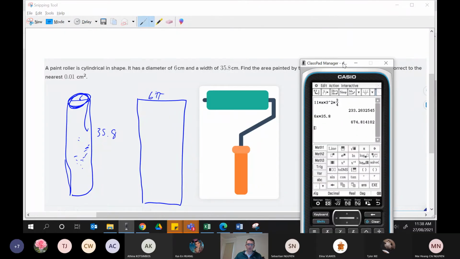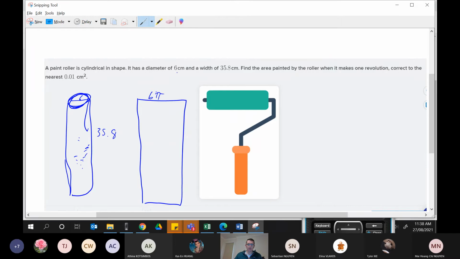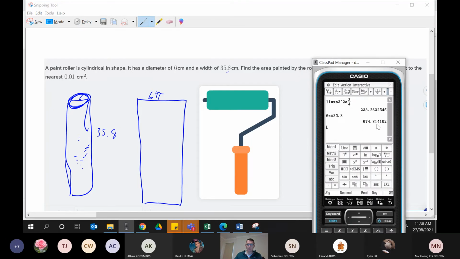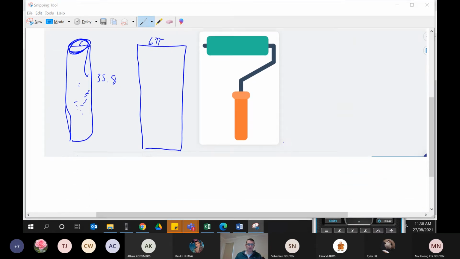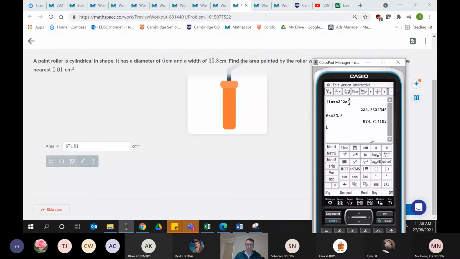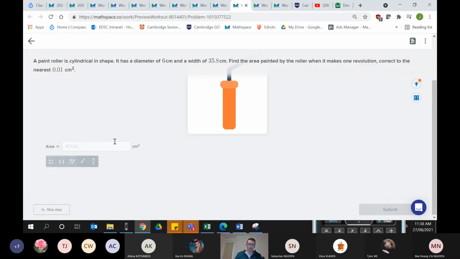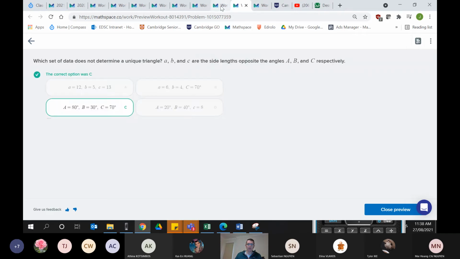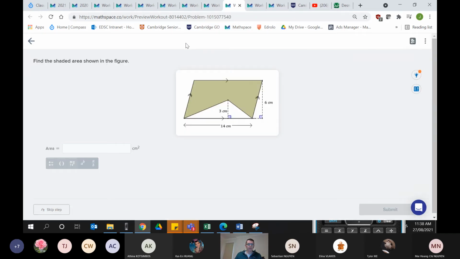To the nearest 0.01 centimeter. These are both in centimeters, yes, which is 674.81. Obviously, you guys will be able to see the screen and your calculator. I've got to toggle Alt Tab. 674.81. I'm happy with that. So notice, I'm taking that little bit of extra time just to make sure I'm not making any mistakes. Okay. Find the shaded area in the figure below.